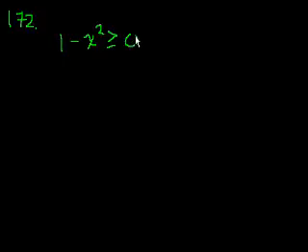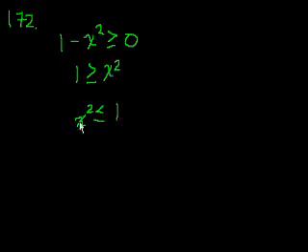Problem 172. Which of the following describes all values of x for which 1 minus x squared is greater than or equal to 0? So let's add x squared to both sides of this equation, right? So then you get 1 plus minus x squared, that's 0, is greater than or equal to x squared. I'm just going to switch it because that's just how I think. X squared is less than or equal to 1.